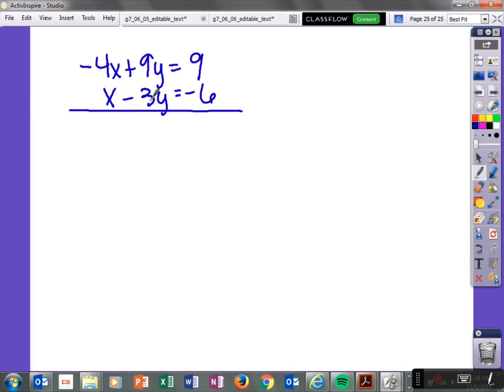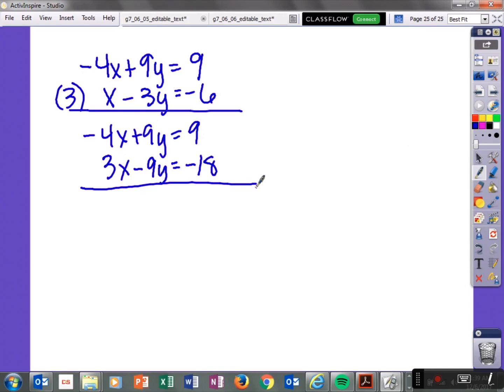Which one are we going to multiply by 3, top or bottom? Bottom. Why are we not multiplying it by -3? Because they need to be opposites and it's already a negative. So this is already a -3, so we just need to multiply it by +3. So I rewrite the top. And then I multiply the whole bottom by 3. 3 times x is 3x. 3 times negative 3y is negative 9y. 3 times negative 6 is negative 18. Good.